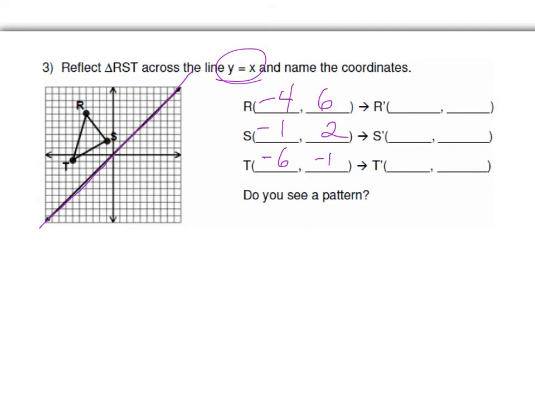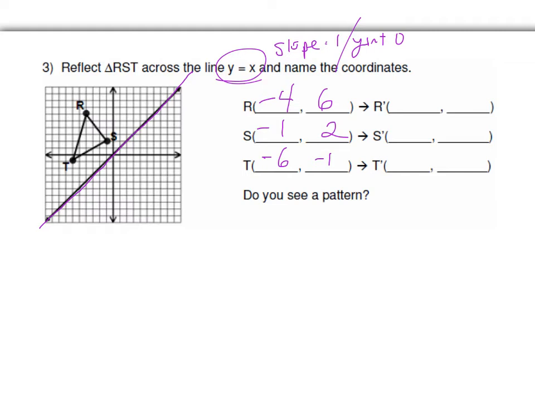For this one, we're going to reflect across the line y equals x. And if you notice, the slope is going to be 1, and the y-intercept is at 0. So you just have to remember that that is an actual line, so think of your slope-intercept form when you're graphing it. And you can see all my coordinates are already written out, and that's where our s and t are written.